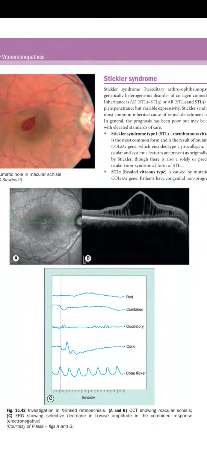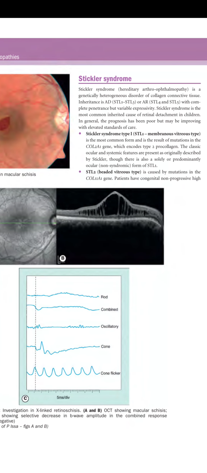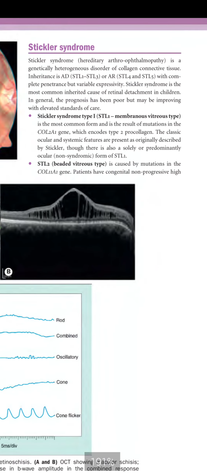So this is an ERG showing selective decrease in B wave amplitude as compared with the A wave in the combined response, which is known as electronegative. So a negative ERG is present in a case of retinoschisis. So next is Stickler syndrome.